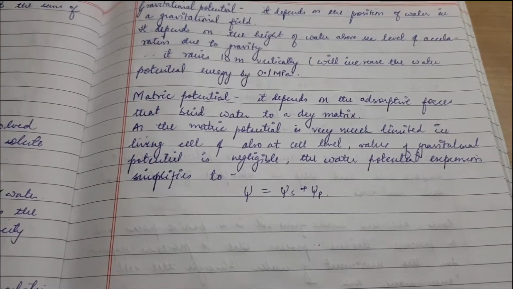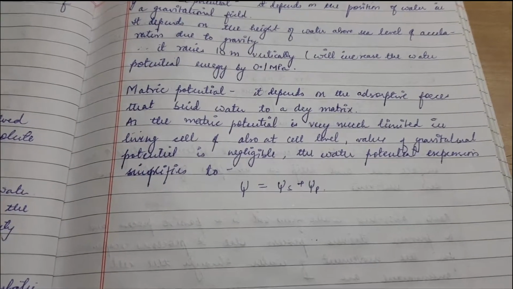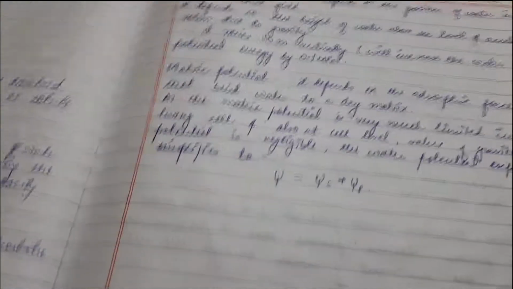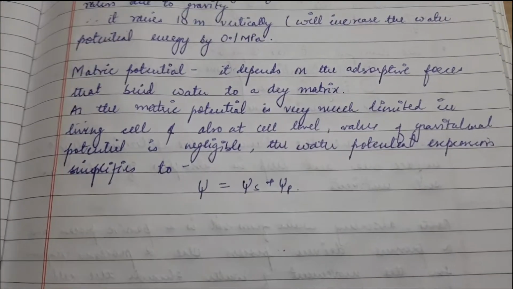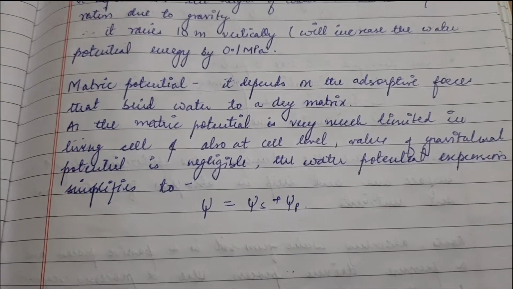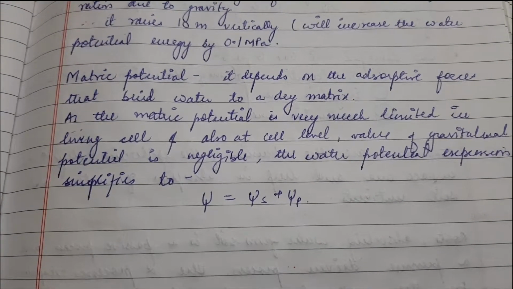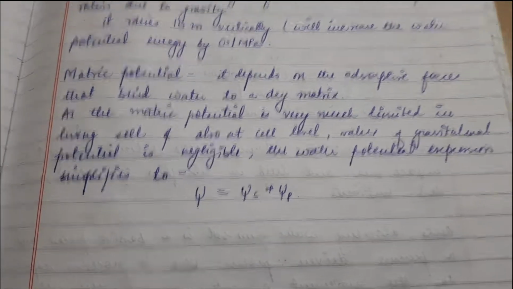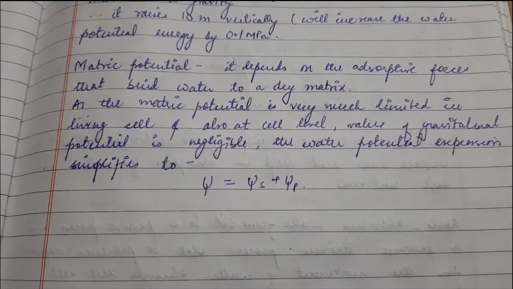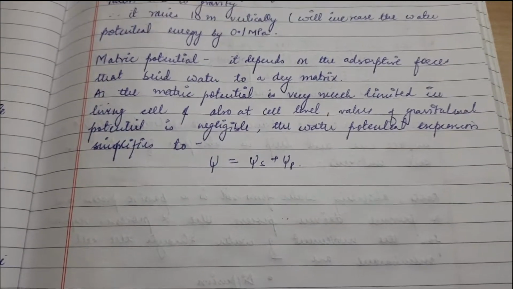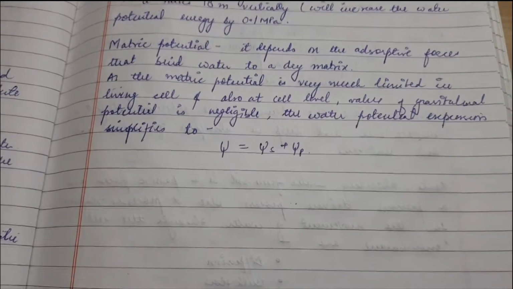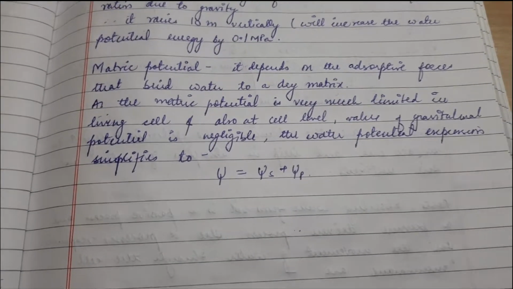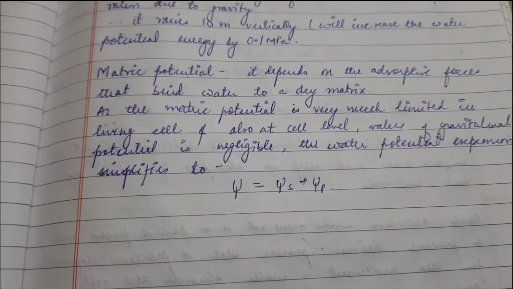Next is matric potential. What is matric potential now? Matric potential depends upon the adsorptive forces that bind water to a dry matrix. Matric potential का basic मतलब ये है कि जैसे dry matrix हमने ले लिया soil से कैसे bind करके रखता है water को, ठीक है, वो forces होती हैं. As the matric potential is very much limited in living cells and also at cell level, the value of gravitational potential is negligible. The water potential expression simplifies, and here is the water potential. Your water potential is equal to osmotic minus the pressure potential.